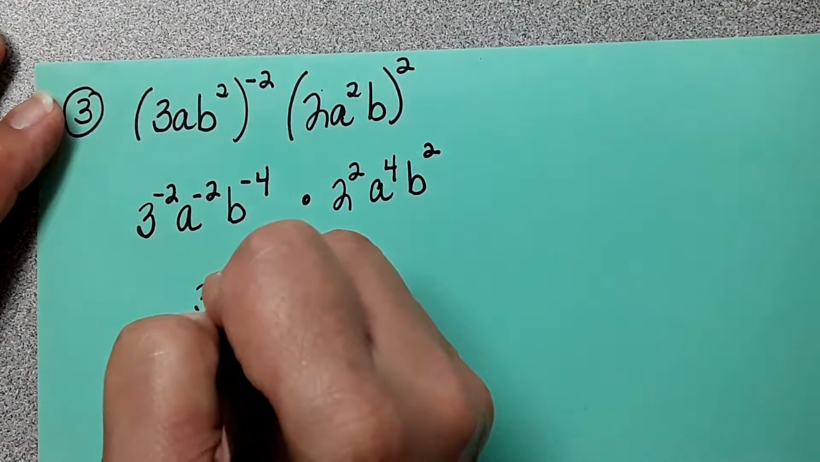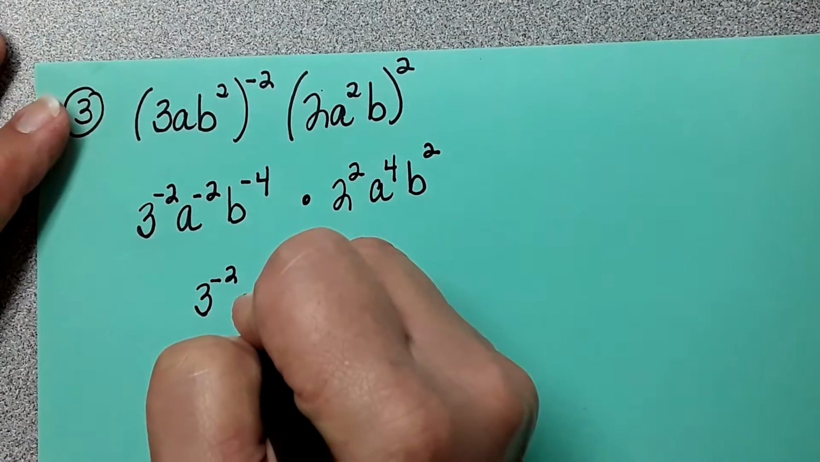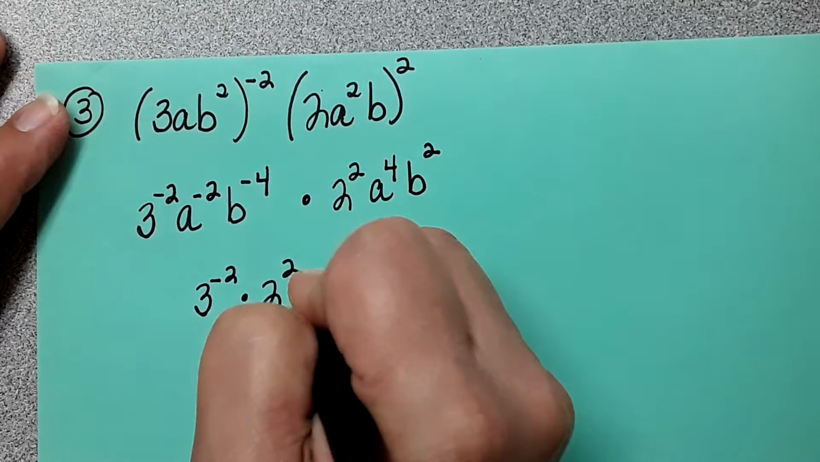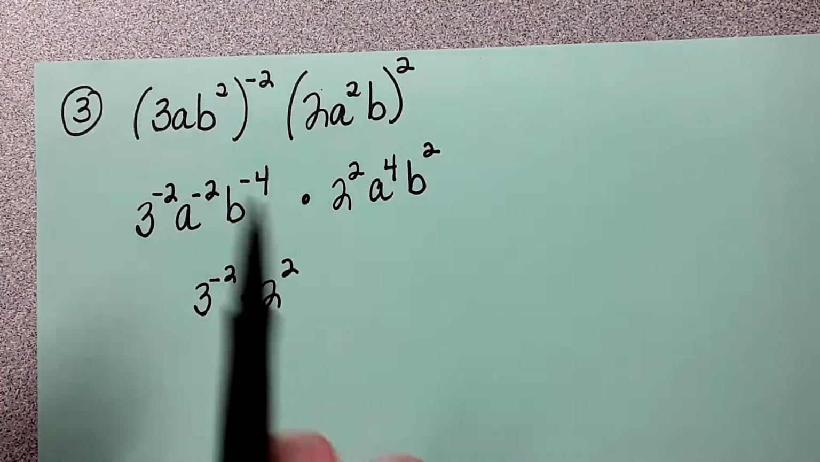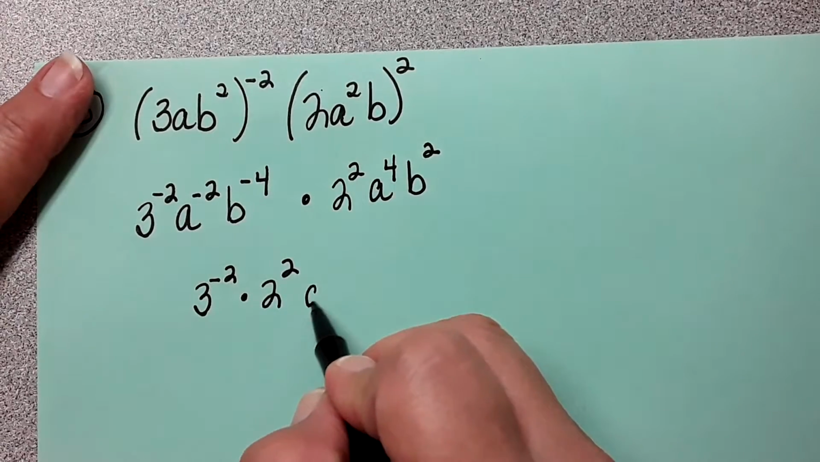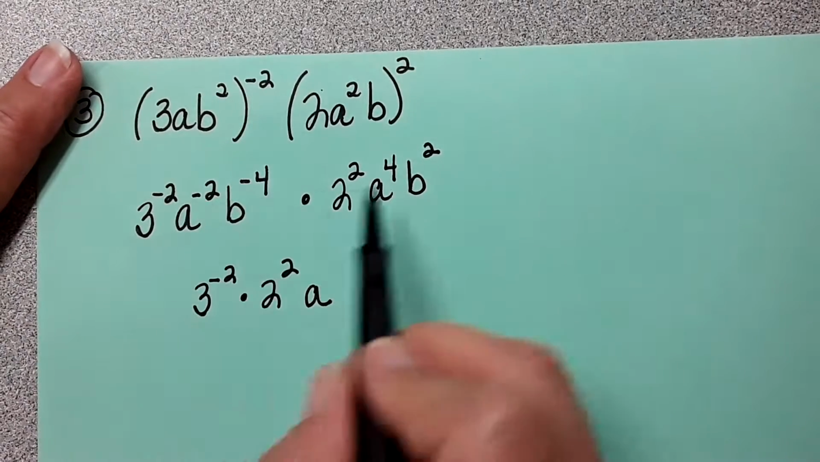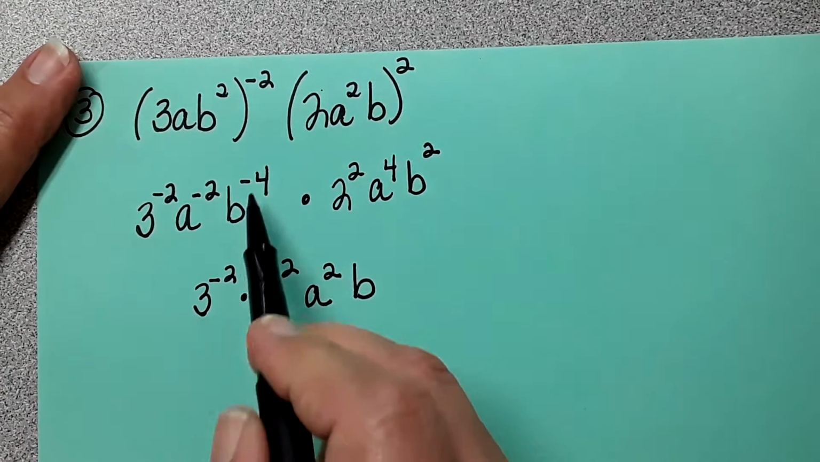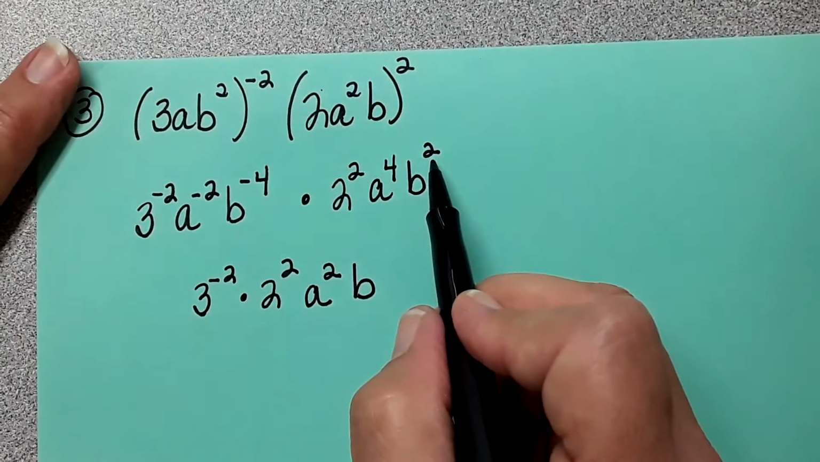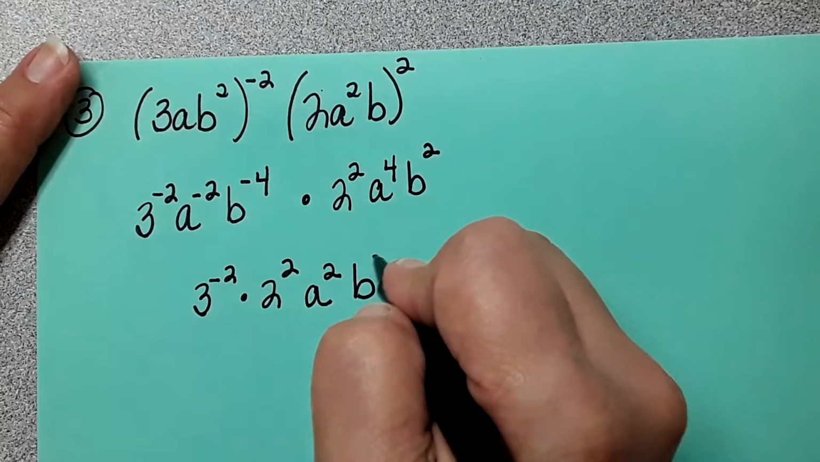So I'm going to have 3 to the negative 2 power times 2 to the second power. But I'm going to add the exponents on the a's because now I'm multiplying and I have bases that are the same. So negative 2 plus 4 is 2. B, negative 4 plus 2 is negative 2.